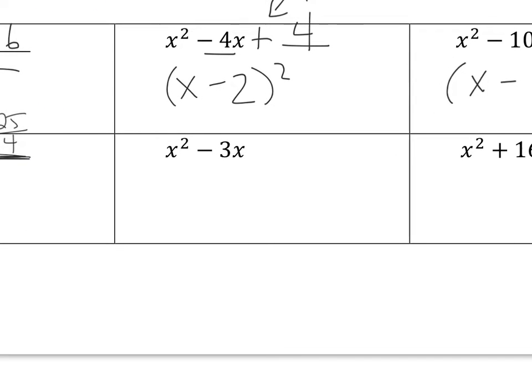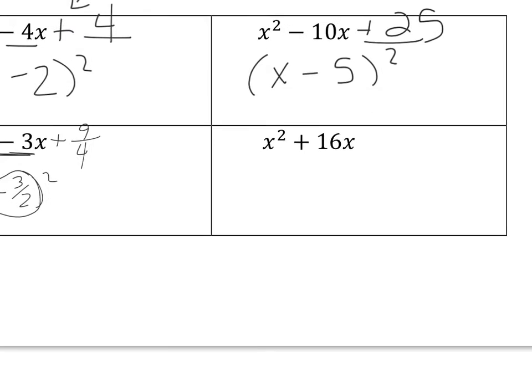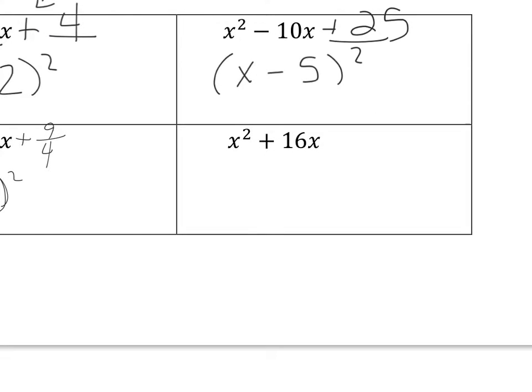So same deal here. The binomial is x minus 3 over 2. So I take this number, divide it by 2, then I take this one, and I square it. Square the top, square the bottom, done. And then this one is just cheese. I just needed space, apparently.